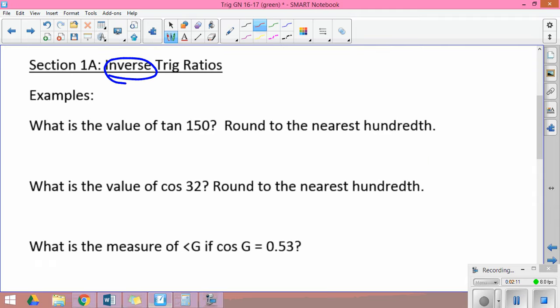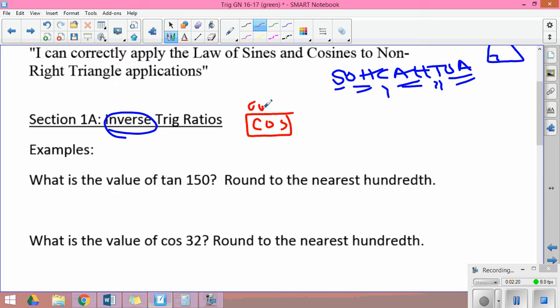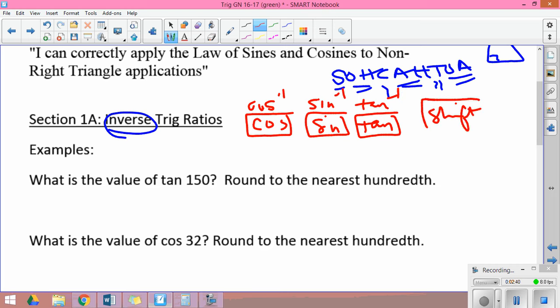On your calculators, you're going to see a cosine button, and right above it, you're going to see something like cosine minus 1. Then you'll have a sine button with a sine minus 1 above it, and a tangent button with a tangent minus 1. You may have to hit the shift key to access them depending on what kind of calculator you are using.